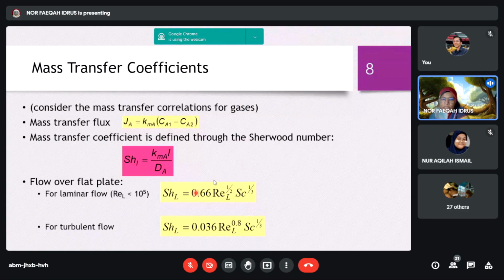But we rarely use these two equations because usually we use the catalyst that has a sphere shape or cylindrical or tubular shape of catalyst. Jarang lah guna flat plate catalyst. Flat plate catalyst ni, if we use metal catalyst dalam bentuk metal plate, yes, we will use the flow over flat plate. So it depends on the catalyst that we use.